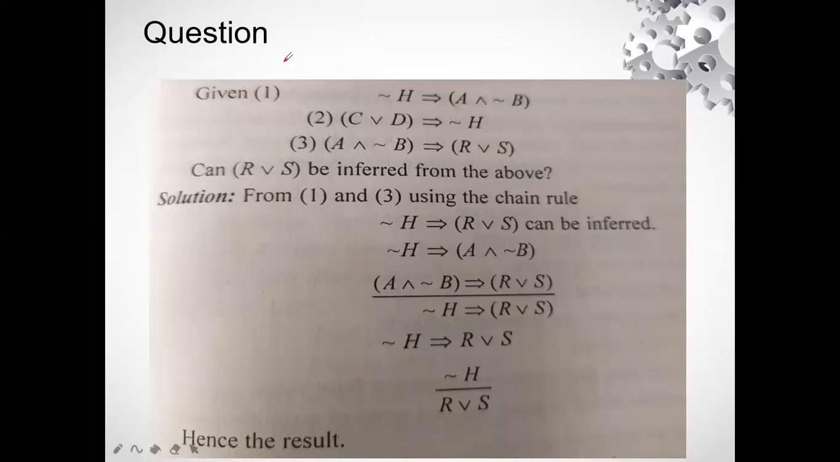How are we going to use these rules? Let's take the example. We have been given three equations. One is negation H implies A conjunction negation B. Second, C disjunction D implies negation H. And the third equation is A conjunction negation B implies R disjunction S. Now, the question is, can R disjunction S be inferred from the above?